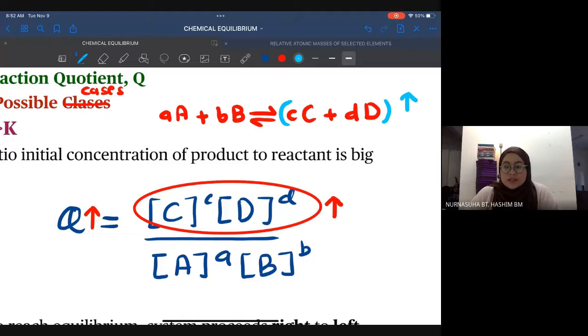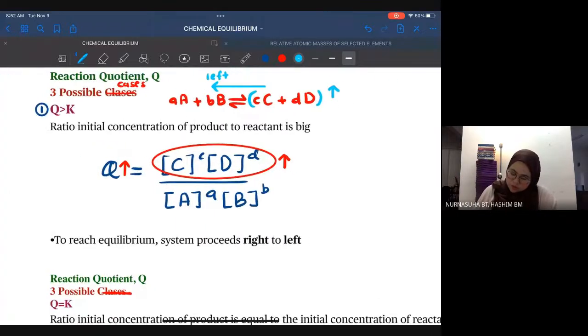Okay, maksudnya sistem tidak seimbang. Kenapa tak seimbang? Sebab concentration of product sangat banyak. So untuk kasih dia seimbang, equilibrium, dia akan shift to the left. Kenapa dia pergi left? Sebab dia nak seimbangkan balik yang ditambah tadi. So, to reach equilibrium, the system proceeds from right to left. Okay, kita ambil example lain pula.